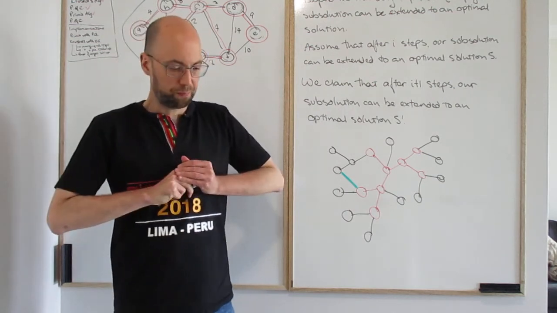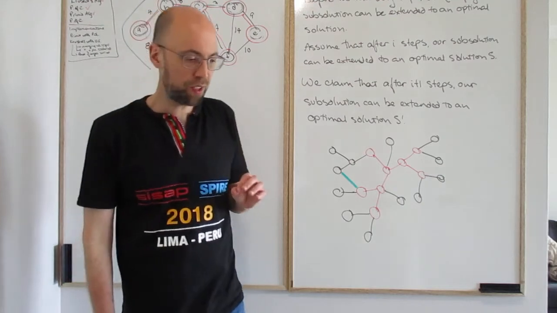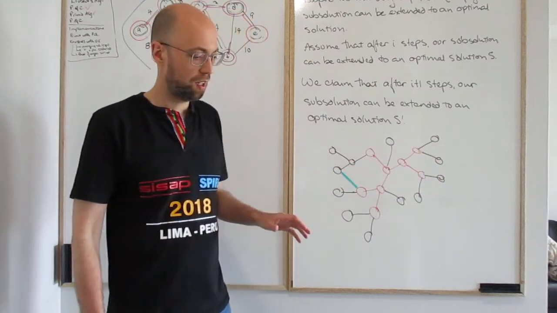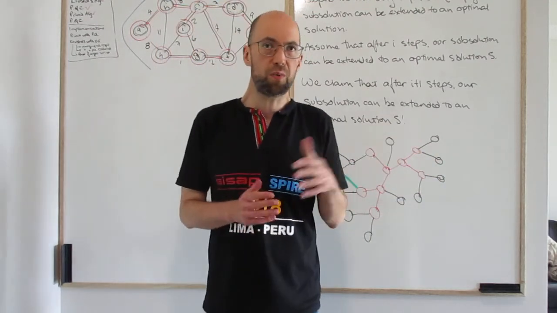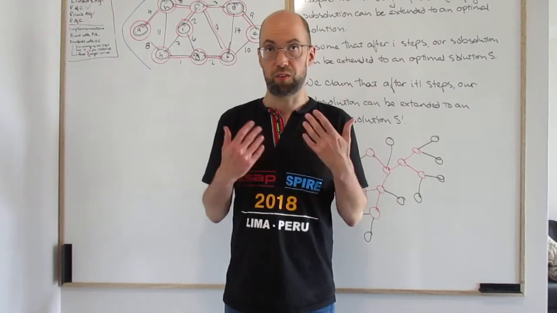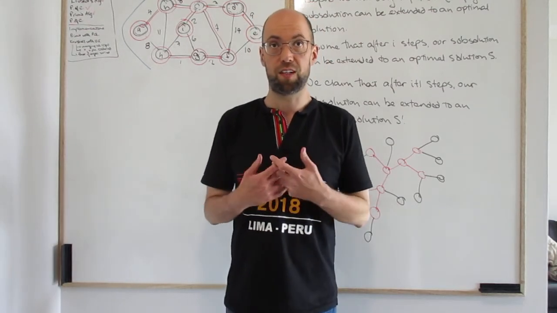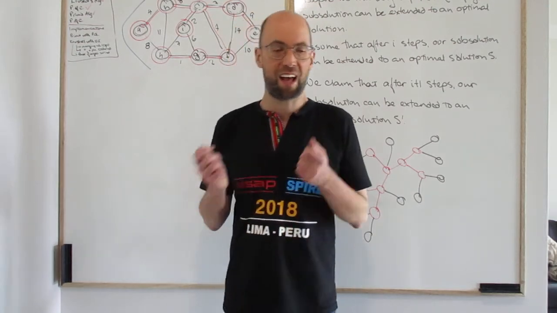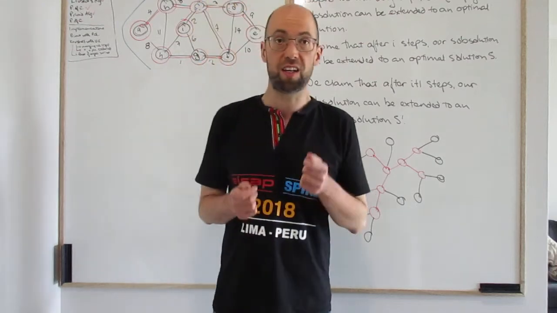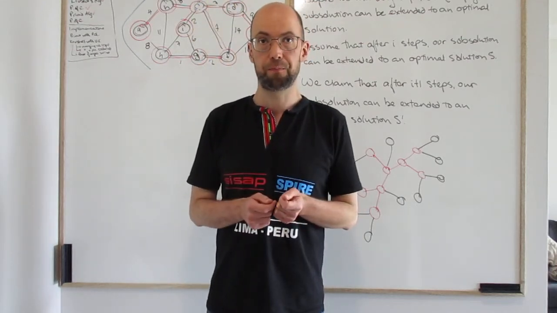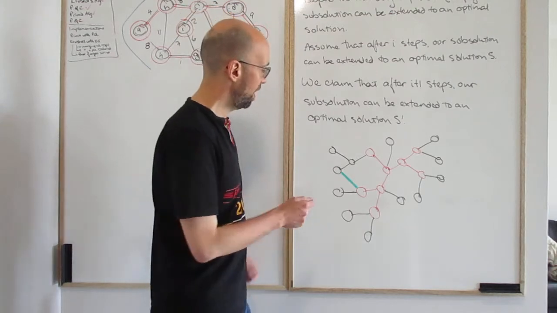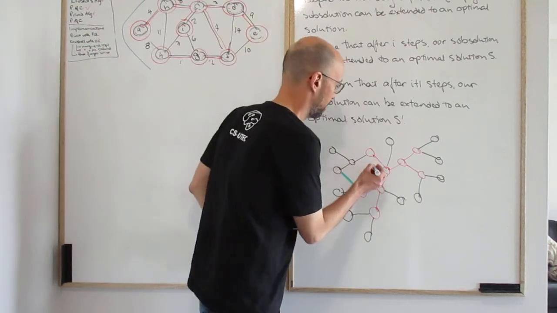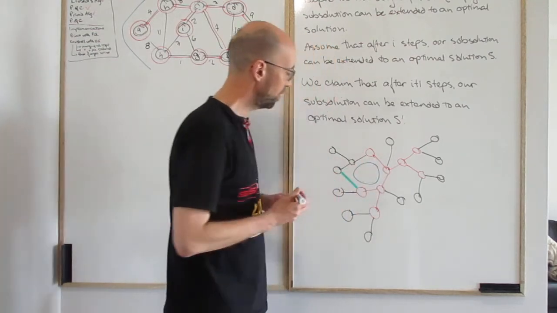Okay, so this gets a little bit trickier than Kruskal's algorithm. Again, we have the solution S. We say the only way S can differ from us on the i plus first step is if we take the i plus first edge we consider and S doesn't. So let's say we take that edge and we add it to S. This will create a cycle.